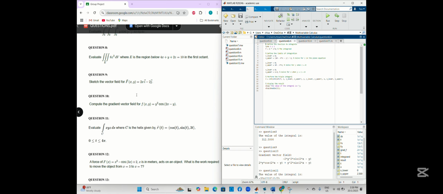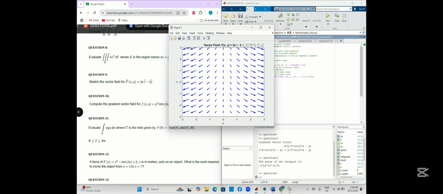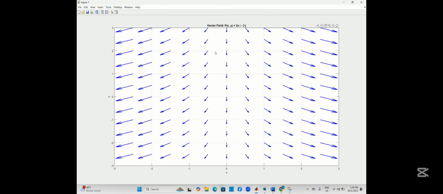Next, question 9, we need to sketch the vector field for the function equal to 2x i minus 2 j. On the right side is the MATLAB code for question 9. After we run it, we will get the figure for the vector field for this function.